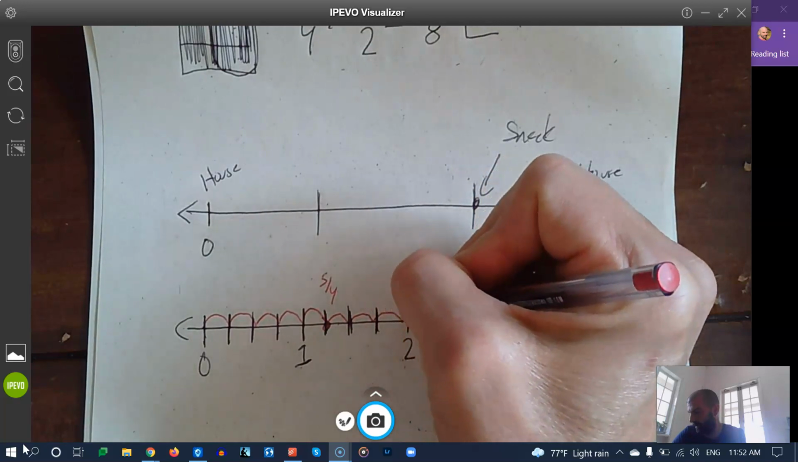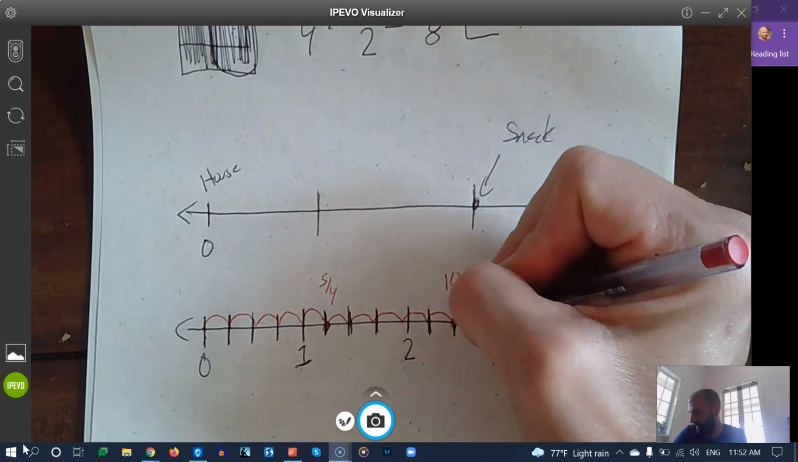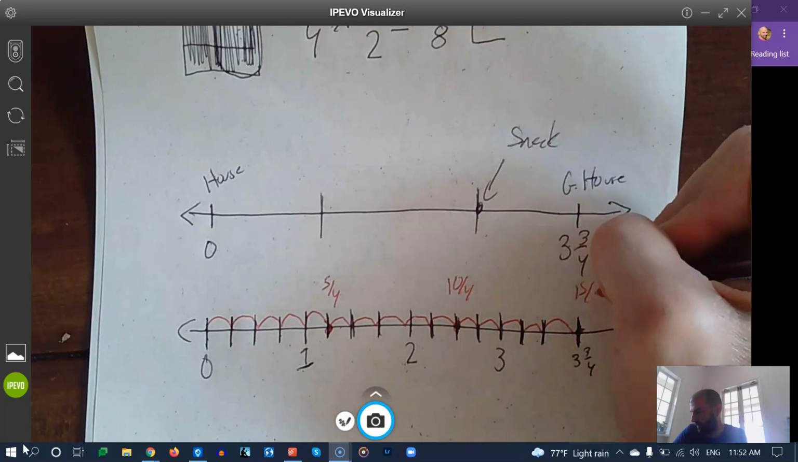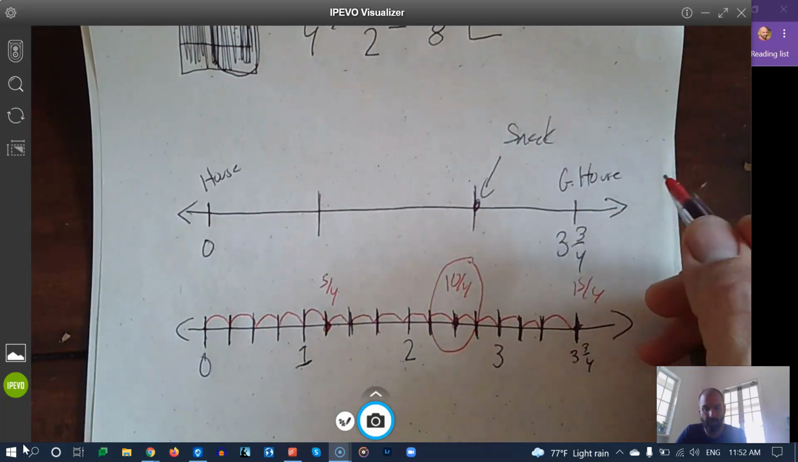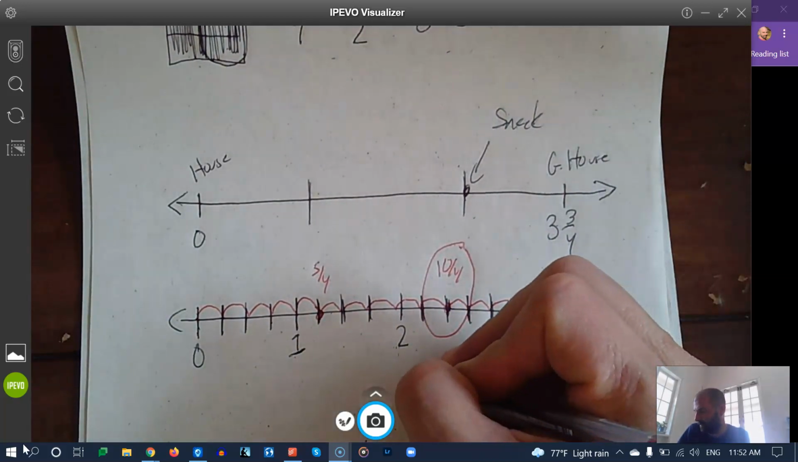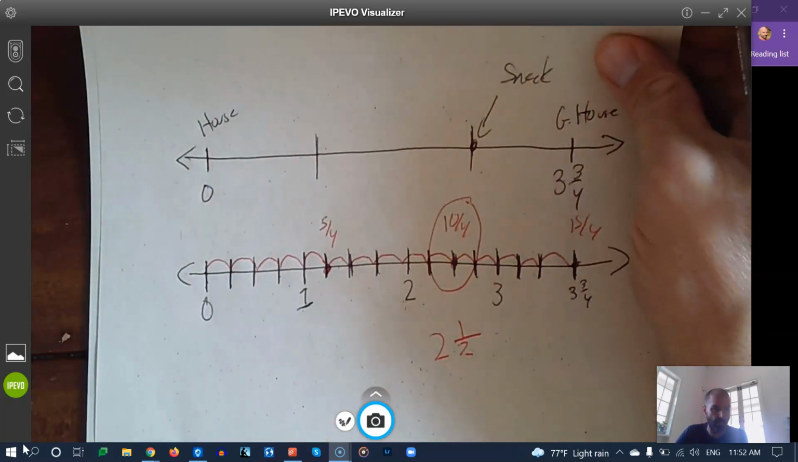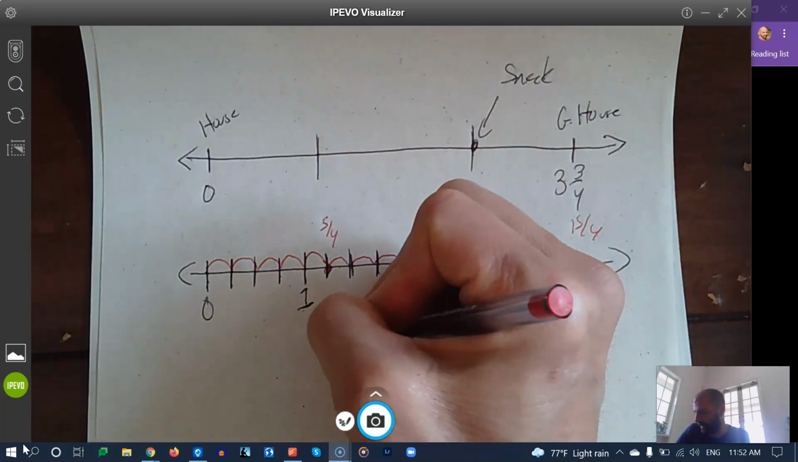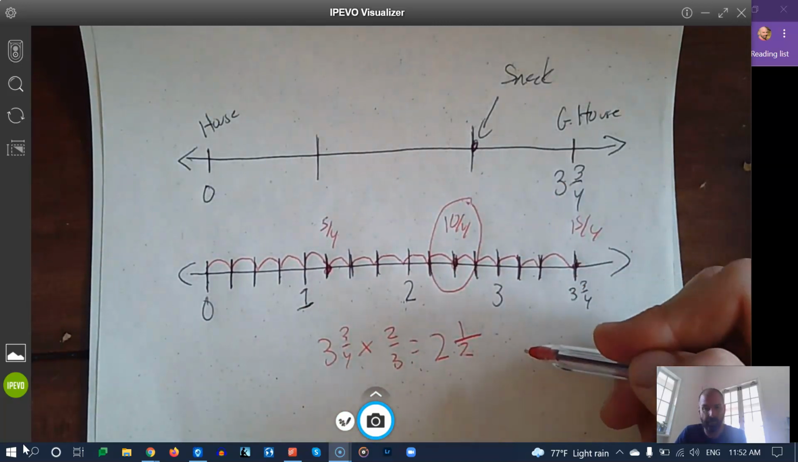1, 2, 3, 4, 5. This is 10/4. And then 1, 2, 3, 4, 5. Yeah, that's right. And that's 15/4. So 2/3 of the way is right here. 2/3 of the way is 10/4, or 2 and 1, 2, 2.5. So 2.5. So what's the equation? The equation is 3 3/4 times 2/3, and that's going to give me 2.5.